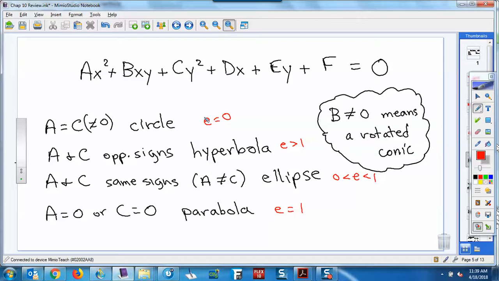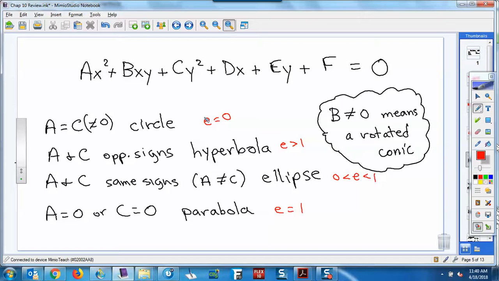But A and C have opposite signs in a hyperbola. So A and C are the ones you're really looking at, the x squared and the y squared. If they're opposite signs, you know it's a hyperbola. If A and C have the same sign but they're not equal, then it's an ellipse. If they're both negative, once you divide out, they'll both end up being positive, and so you know you have an ellipse.